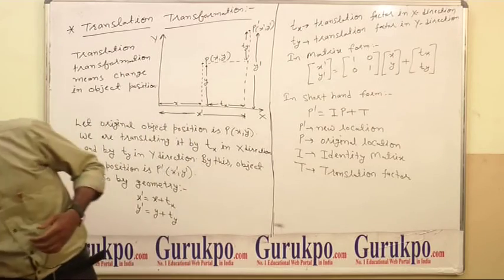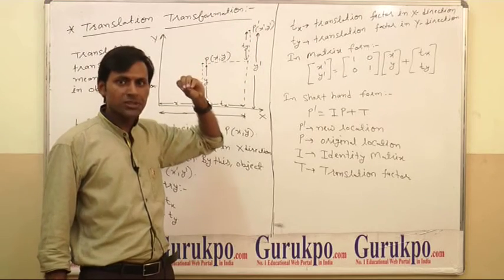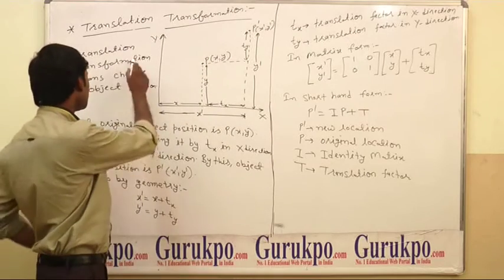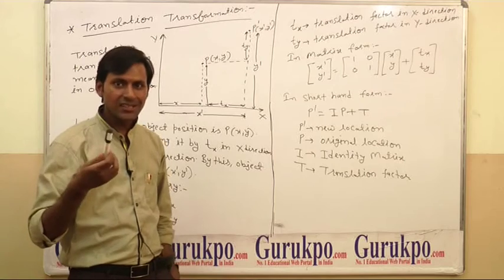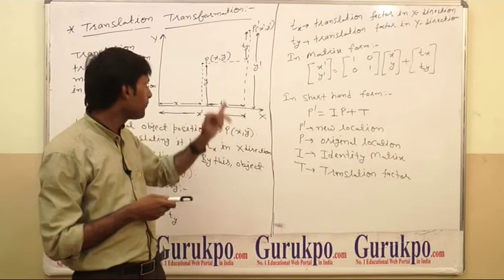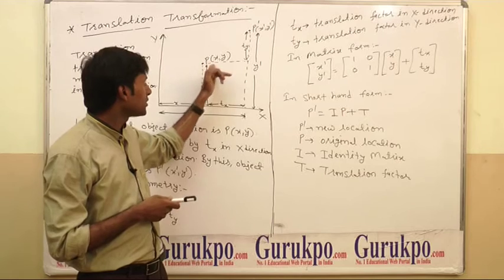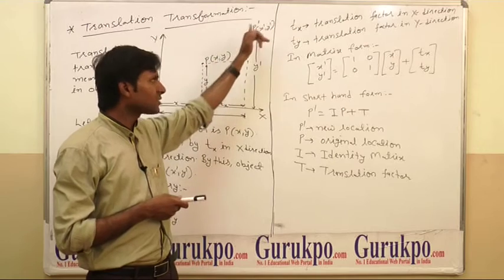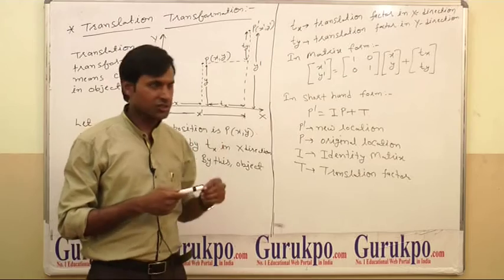Guru KPA. Now, what is translation transformation? Transformation means change, and translation transformation means change in object position. If object position is changing, then it is known as translation transformation. Like in the diagram, the original object point is at this place P and the object location is changing. Now the new location is P dash. It is known as translation transformation because the object position is changed.